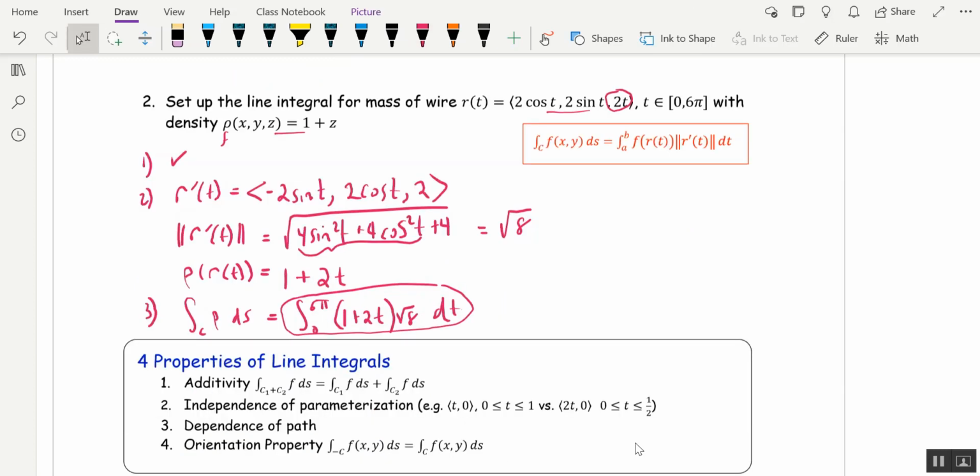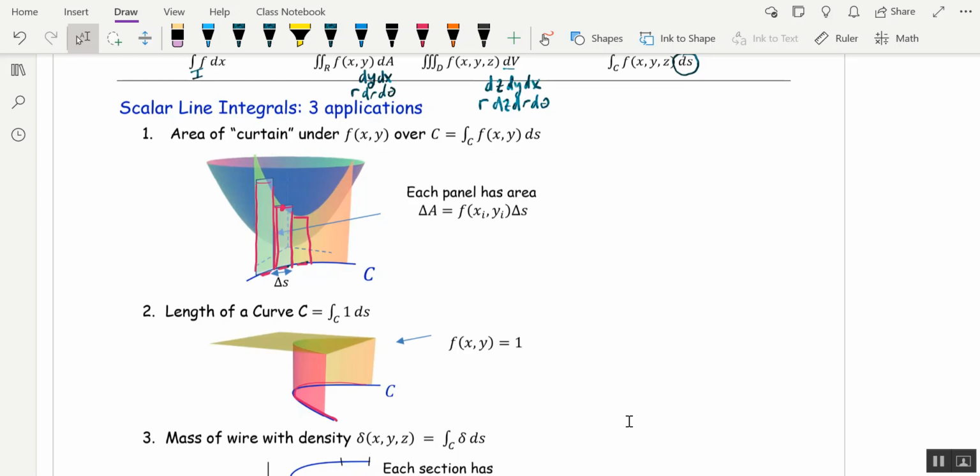All right, I want to mention 4 interesting properties of line integrals. Additivity, this C1 plus C2 is notation for unions. So if you want to go over one curve and then another curve and they have different parameterizations, you can just do those as 2 separate integrals. Properties 2, 3, and 4 I can illustrate with the curtain application.